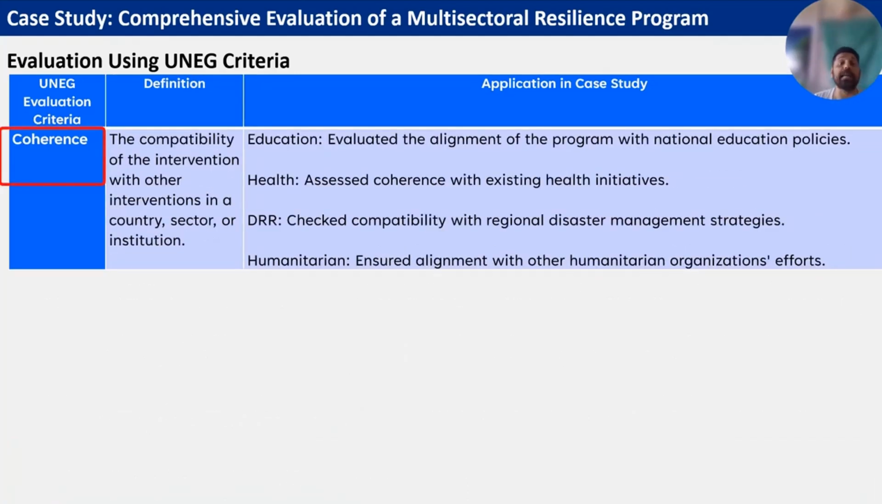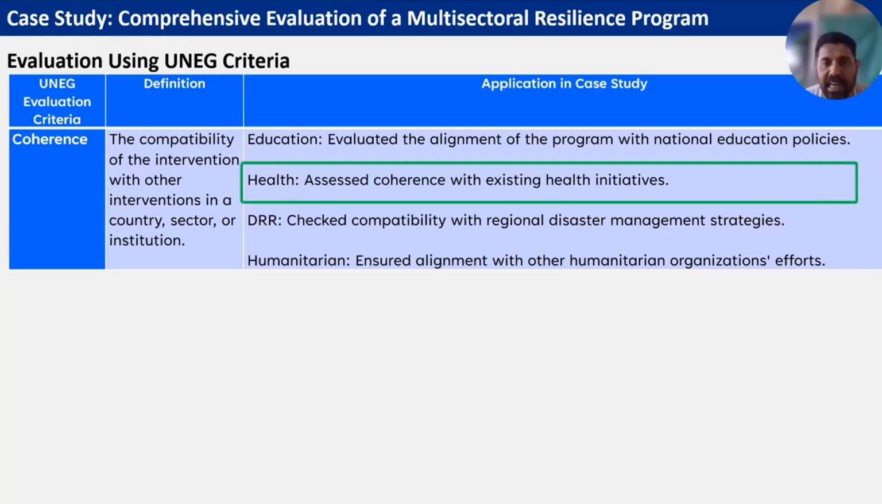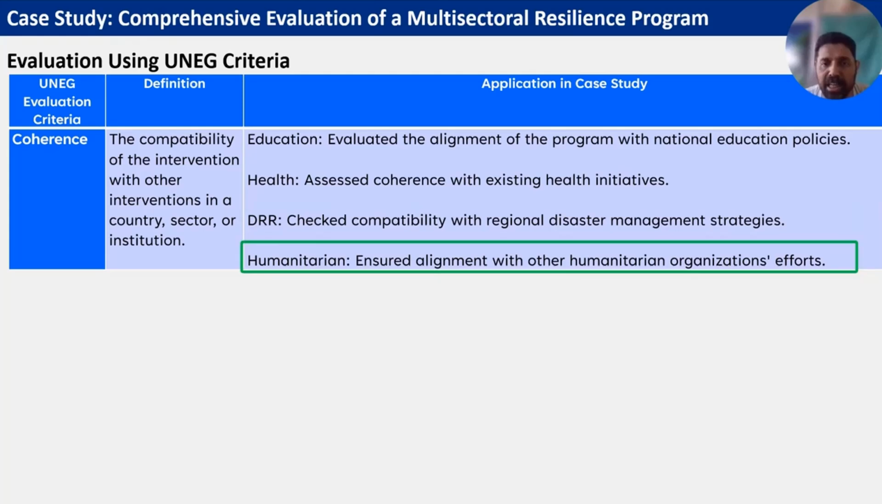Now, when you are applying coherence criteria, here it is the compatibility of the intervention with other interventions in a country, sector, or institution. So in education, we evaluated the alignment of the program with national educational initiatives. Health, assessed coherence with existing health initiatives. DRR, checked compatibility with regional disaster management strategies. And humanitarian, ensured alignment with other humanitarian organizations.